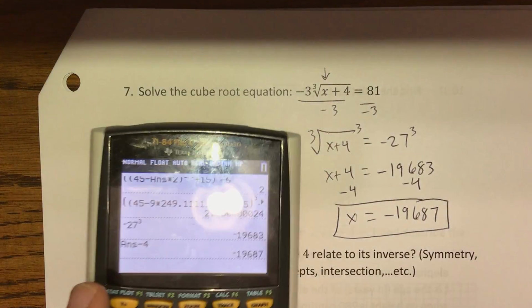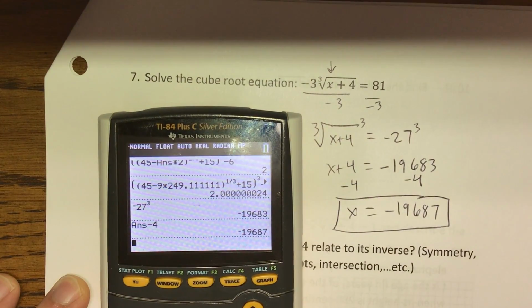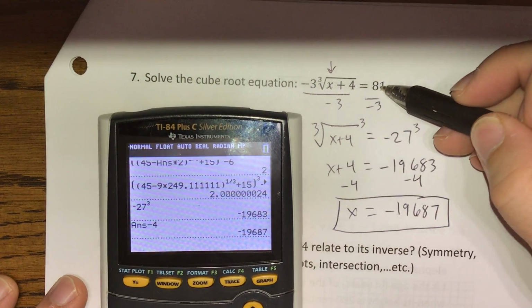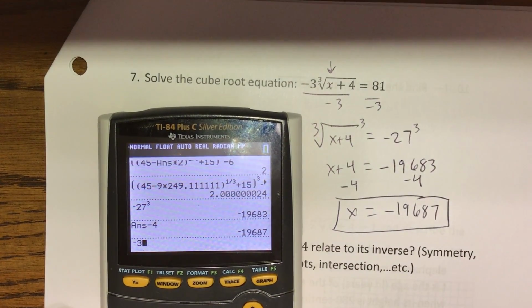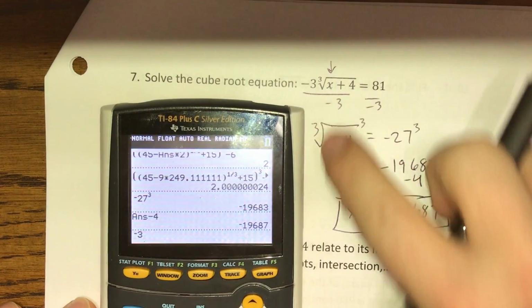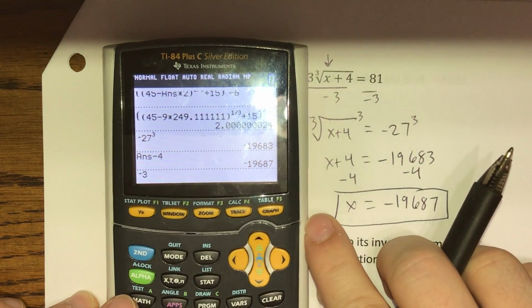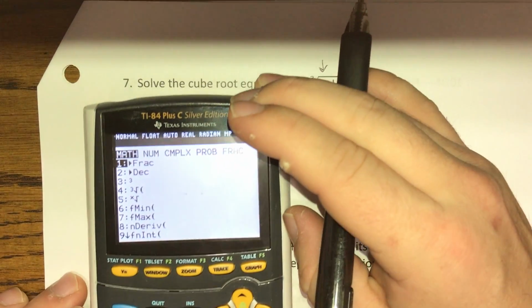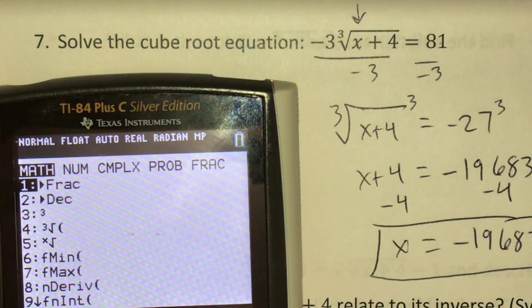It's always good practice to check your work. And so I'll take that x and I'll plug it into my original equation to see if it does equal 81. And so -3. To find the cube root, you go to math, which is right below alpha. Press math. And we'll go down to that 4th option.